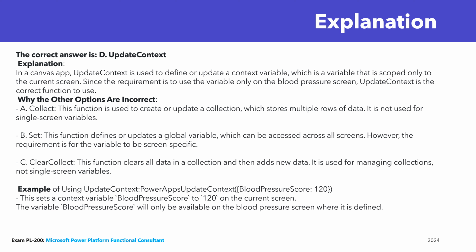Example of using update context. Power Apps, UpdateContext, blood pressure score 120. This sets a context variable blood pressure score to 120 on the current screen. The variable blood pressure score will only be available on the blood pressure screen where it is defined.